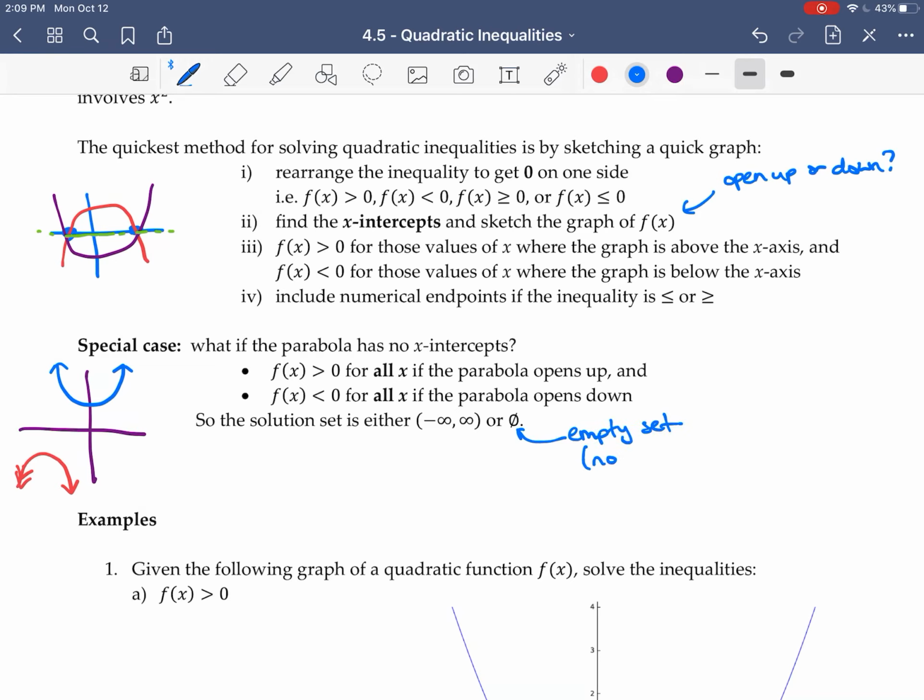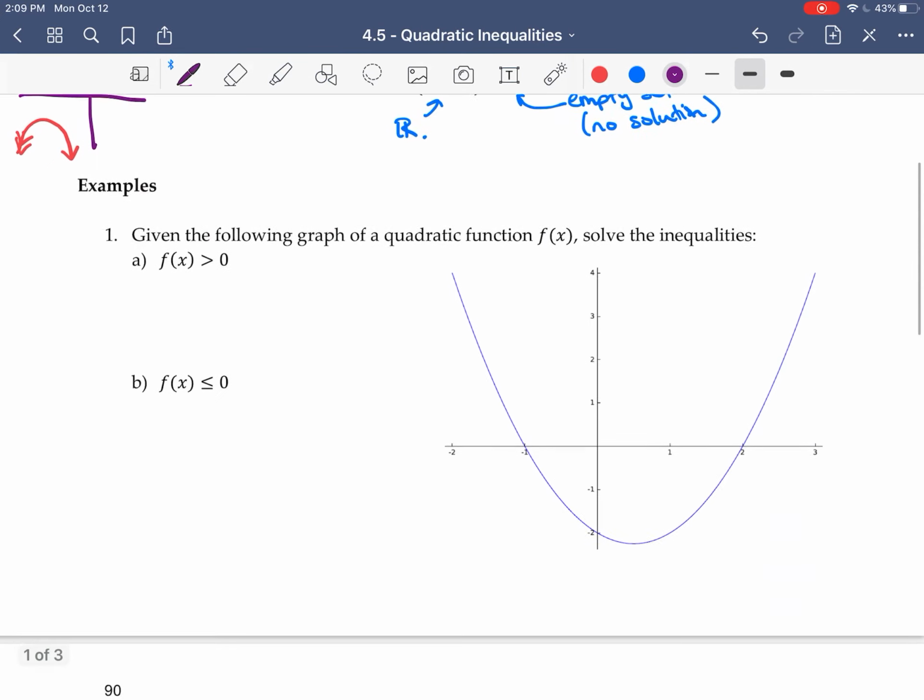Okay, so that means that there's no solution. So no x values where the function is always positive or always negative or whatever. Or it's all real numbers, so it's everything. So it's basically if you don't have x-intercepts, then your answer is going to be all or nothing. So let's just do a quick example.